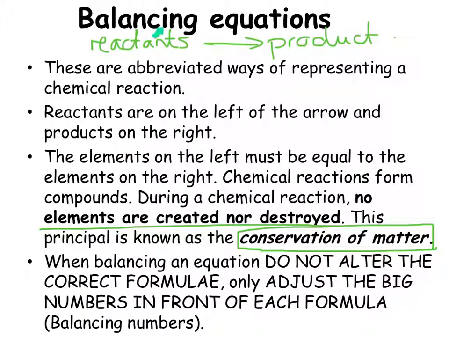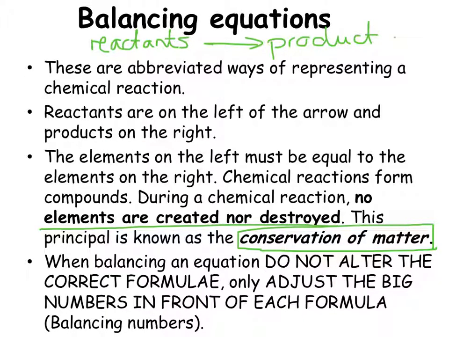Firstly, what is a balanced chemical equation? It is an abbreviated way of representing a chemical reaction. Reactants are on the left-hand side, and you put an arrow. You do not use an equal sign. It's not like a maths equation. You must use an arrow, and you then get your products on the right-hand side. The elements on the left have to be equal to the elements on the right, as I just said, and chemical reactions are going to form compounds. During a chemical reaction, no matter is created nor destroyed, and we call this conservation of matter.